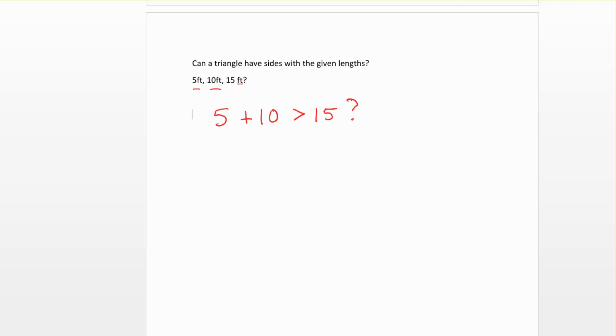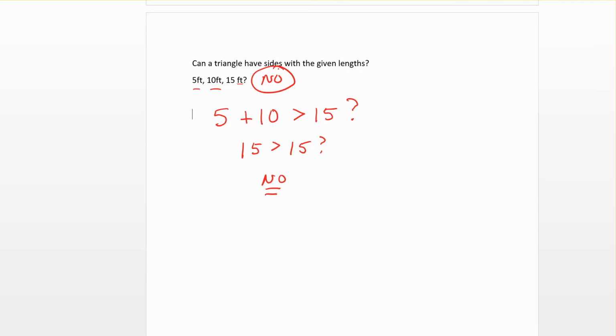Now why do you think this trips people up? Well, because 5 plus 10 is equal to 15. So is 15 greater than 15? And the answer is no, it is not greater than itself. 15 is equal to 15, but not greater than. So with this kind of problem, sometimes it gives people problems, but no, a triangle could not have sides 5, 10, and 15.